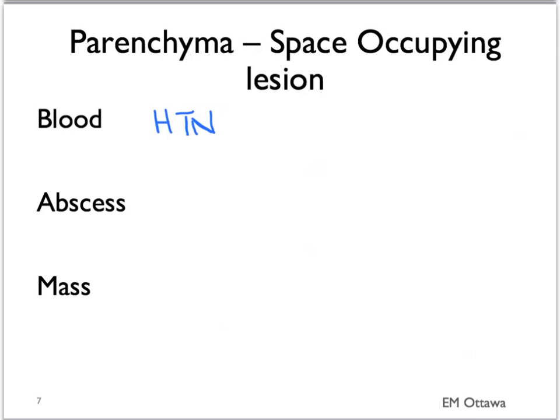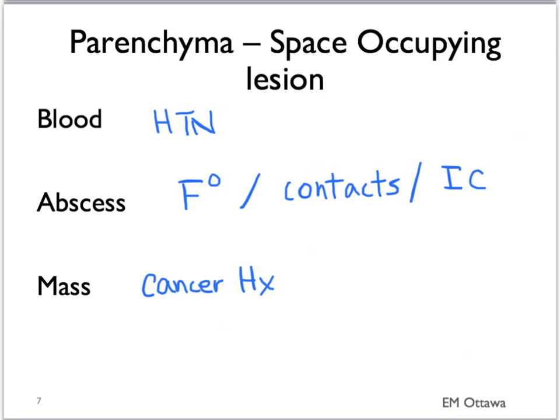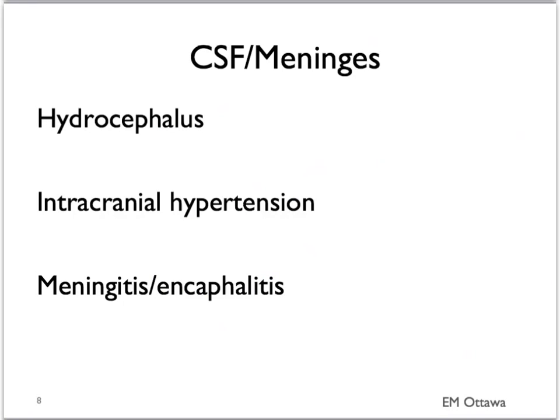parenchymal intracranial bleed. For abscess, we need to know about constitutional symptoms including fever, sick contacts and travel history, and risk factors and other chronic illness that leads to immunocompromise. For mass, we need to know about the history of cancer, headaches that are worse in the morning, personality change. For CSF and meninges diagnosis, for hydrocephalus, we need to ask about gait disturbance and urinary incontinence.